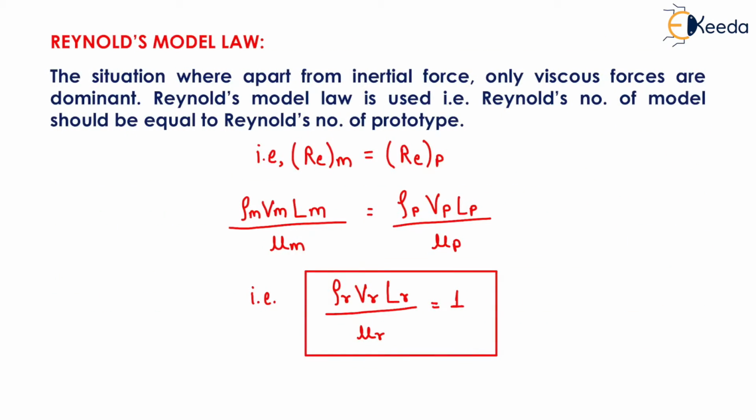Now, the first one is Reynolds Model Law. In the situation where, apart from inertial force, only viscous forces are dominant, Reynolds Model Law is used. That is, the Reynolds number of the model should be equal to the Reynolds number of the prototype, as shown here. So rho of model into V of model into L of model upon mu of model will be equal to rho of prototype into V of prototype into L of prototype upon mu of prototype. The ratio rho r, Vr, Lr upon mu r will be equal to 1, which is shown here.